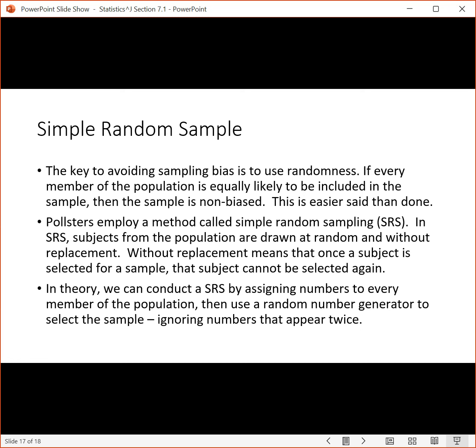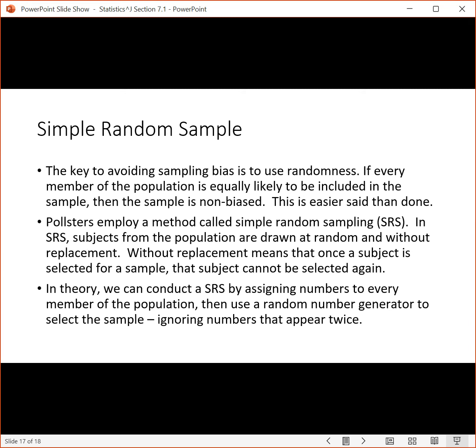Pollsters employ a method called simple random sampling. In simple random samples, subjects from the population are drawn at random and without replacement. Okay, that's an important part. Without replacement means that once a subject is selected for a sample, that subject cannot be selected again. So it's like if you're outside of a movie theater as people are walking out and you're asking them to fill out a survey, you don't survey the same person twice. You survey each person, well, you survey the people who you can, once each.